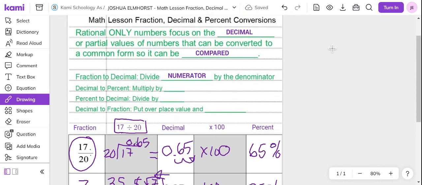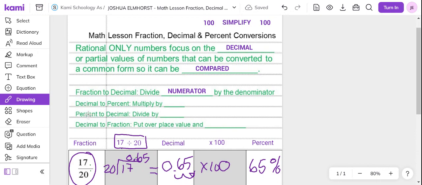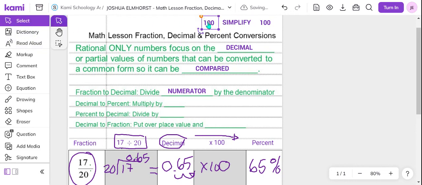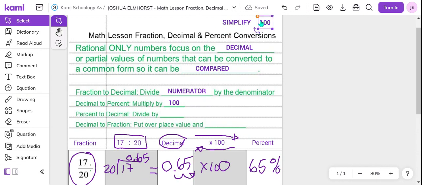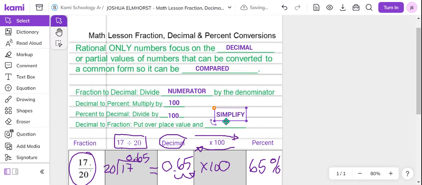Okay, so up above, if you're going from decimal to percent, you're going to multiply by 100. But if you need to go back the other way, from percent back to decimal form, then you're going to put it over 100, or you're going to divide it by 100. And then the last one, we did the example: if you have the decimal value, you're going to put it over the place value and then simplify that fraction.